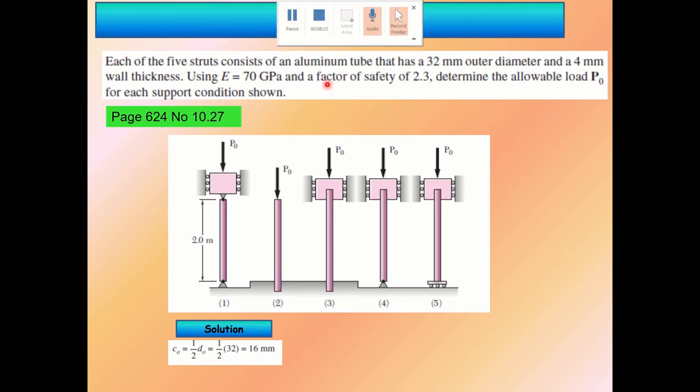Example number 6 is a strut consisting of a round tube, 32 outer diameter and 4 mm thickness, using E 70 giga, safety factor 2.3. Determine the load P for each support condition. This is the question from the textbook. The first condition is pin, free, fix, pin, fix and roller.